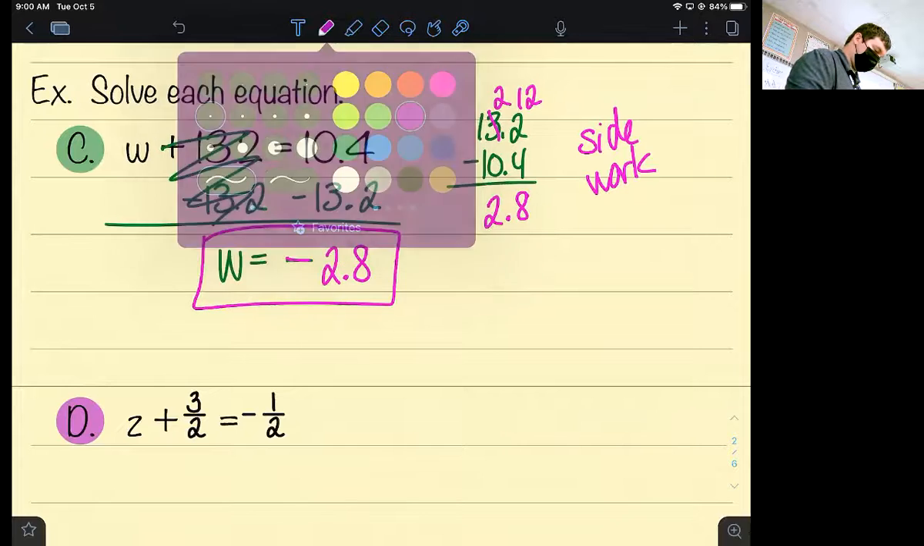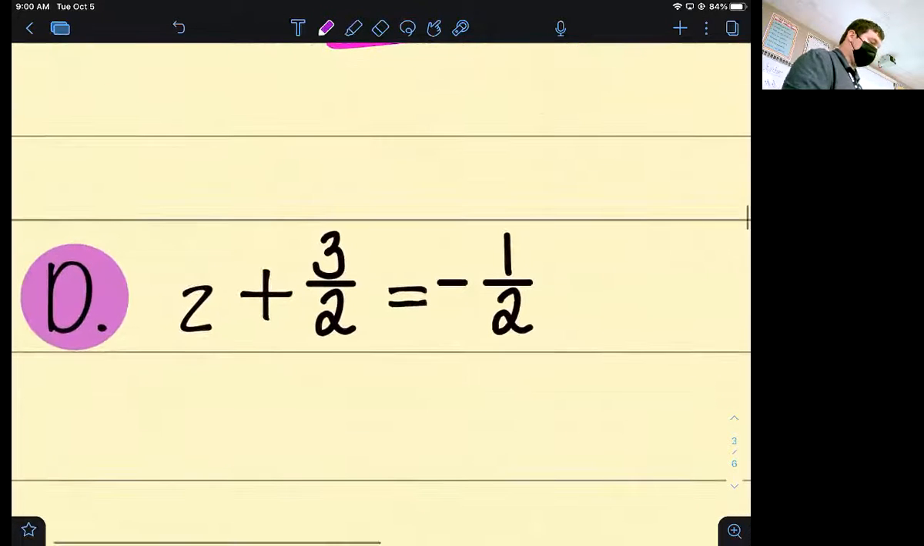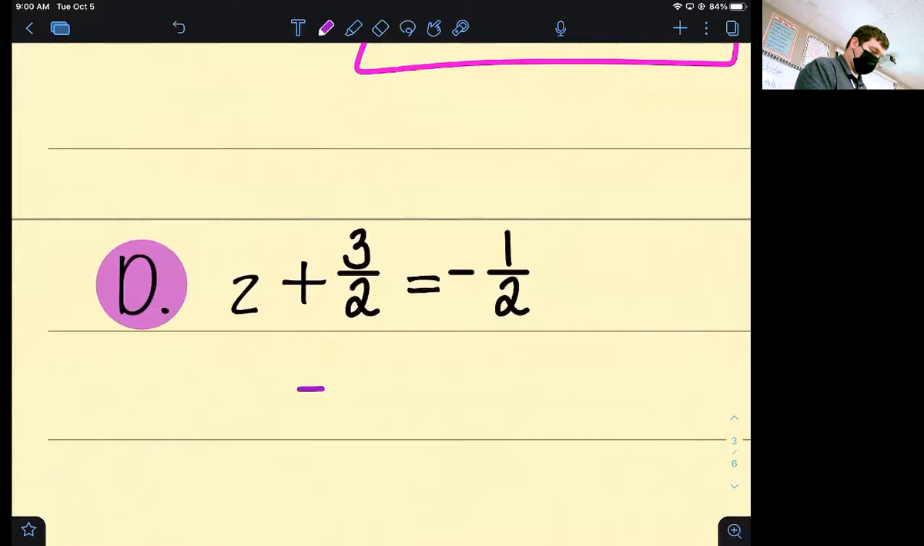Example D. Here's one with fractions. Locate your variable term. What's the constant term that's next to it that we need to get rid of? 3/2. What's the opposite of a +3/2? -3/2.